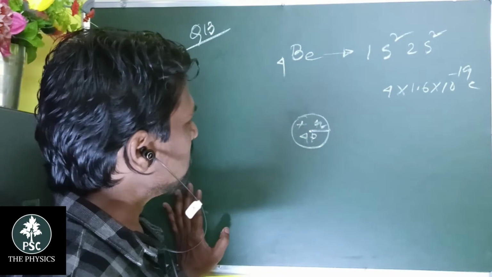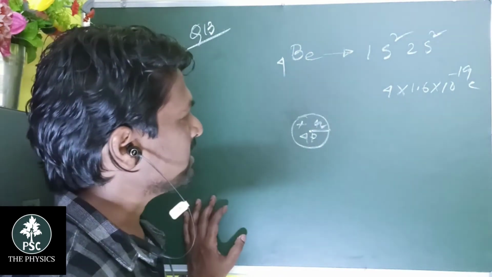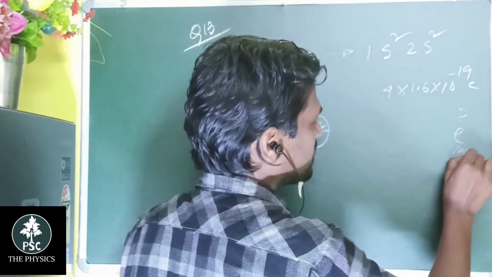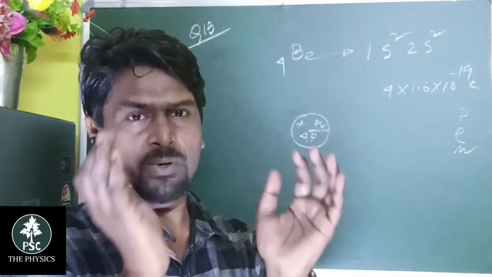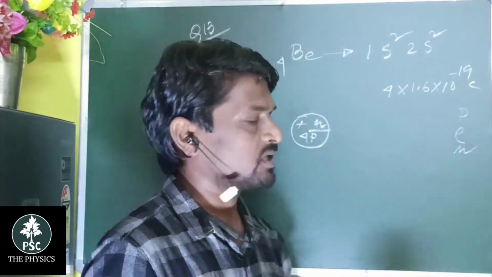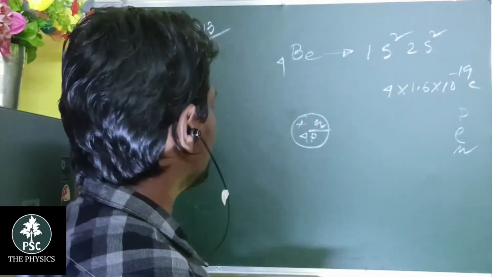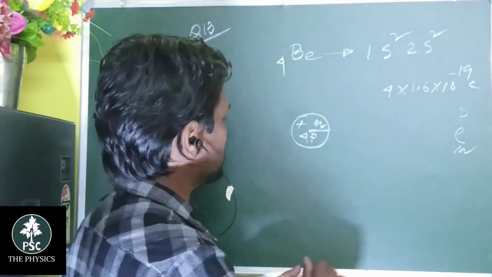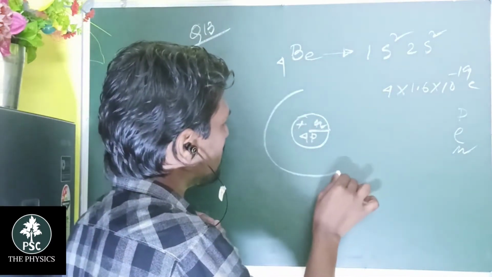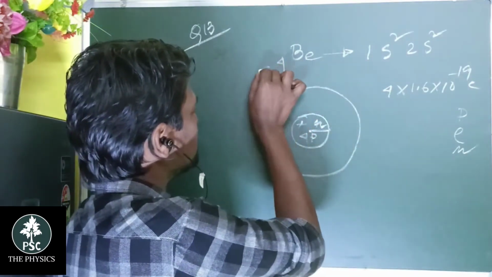And neutrons, but a neutron is a neutral particle. So among the fundamental particles, the proton is positively charged, the electron is negatively charged, and the neutron is neutral. So there is no charge on the neutron. Okay, so this is the 1s orbit, and this is 2s.